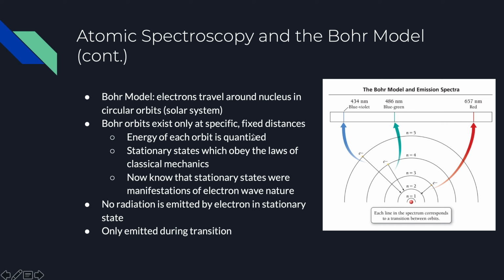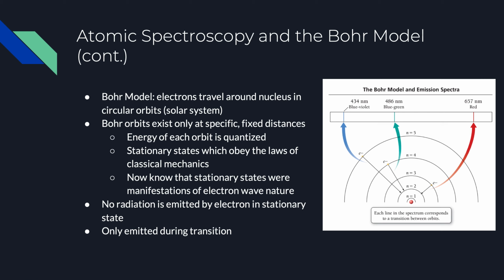The next thing we'll focus on is the Bohr model. The Bohr model is a model in which electrons travel around the nucleus in circular orbits, similar to how a solar system works. The nucleus is the star, and each energy level for the electron orbit is a planetary orbit. Each orbit only exists at specific fixed distances, and the energy of each orbit is quantized, as you can see: 5, 4, 3, 2, 1. These are stationary states which obey the laws of classical mechanics.